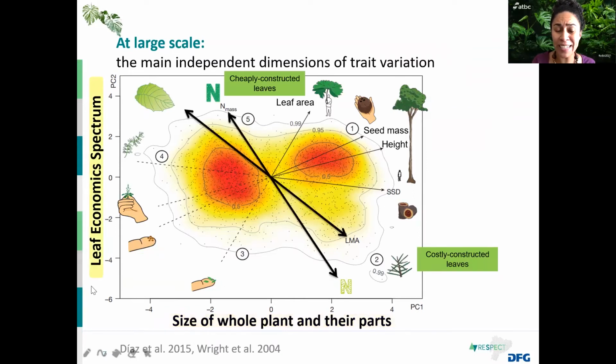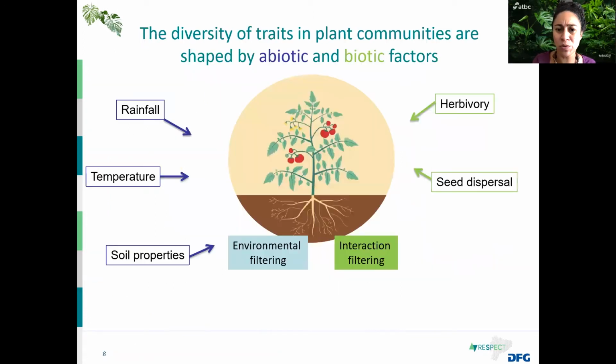On the other hand, the second axis is known as the leaf economics spectrum, which balances the cost to produce leaves with cheaply constructed leaves, rich in nitrogen, and with low leaf mass per area against those leaves that are more expensive to produce.